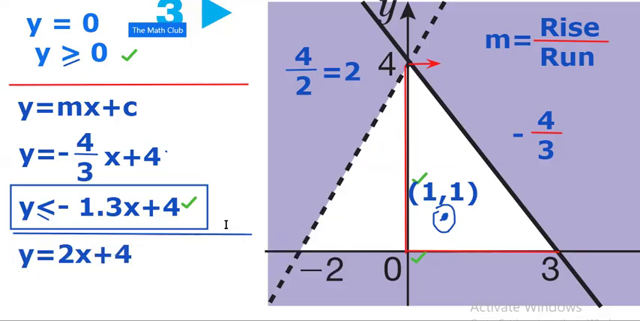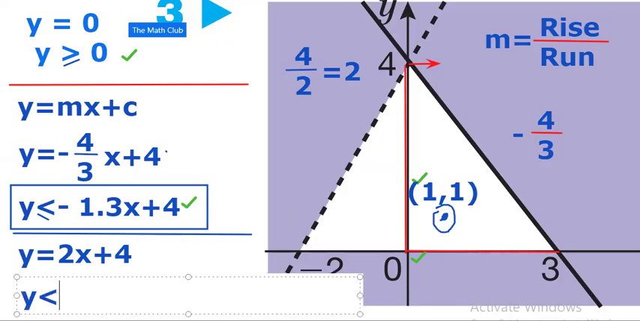And then to check, I'm going to use the same points. So I'm going to put 1 here and 1 here. 1 is equal to 2 times 1, which is 2, plus 4, which is 6. So 1 is smaller than 6. Same idea, because the area or the region is under the line. This means that here we're going to put a smaller than sign. So y will be smaller than 2x plus 4.